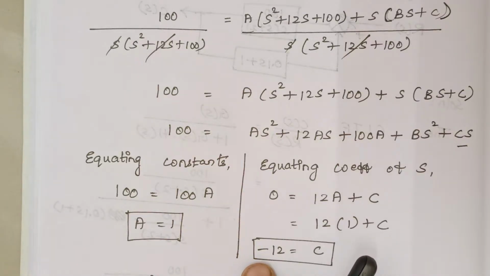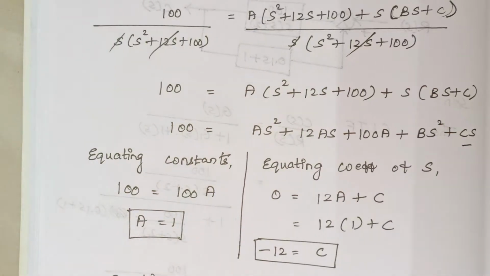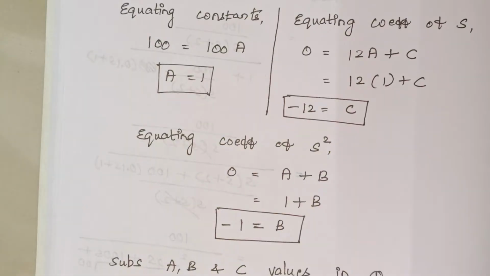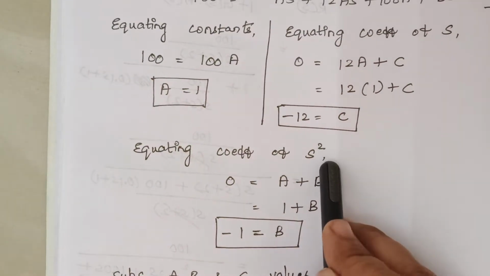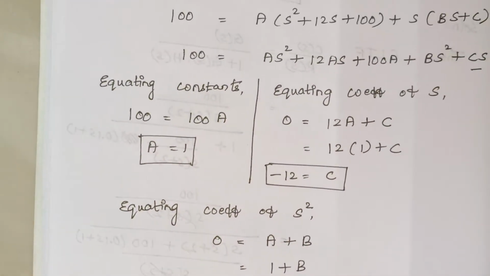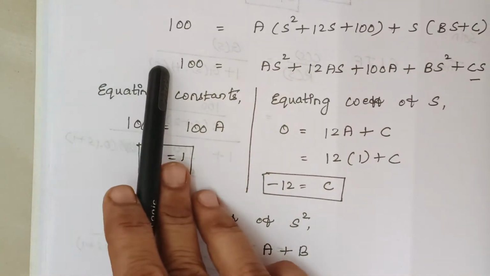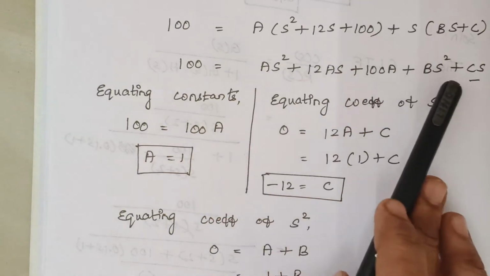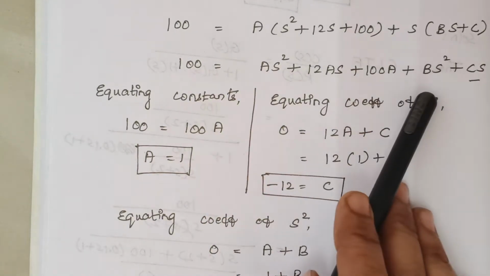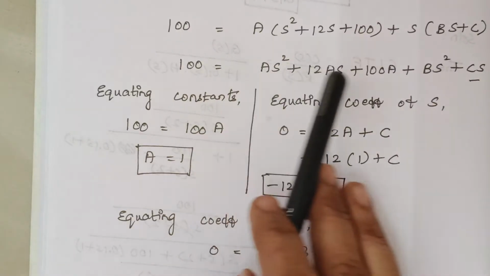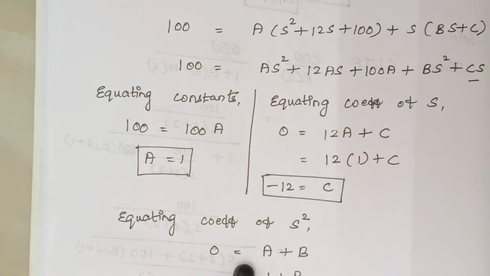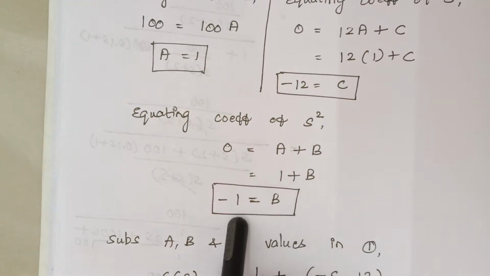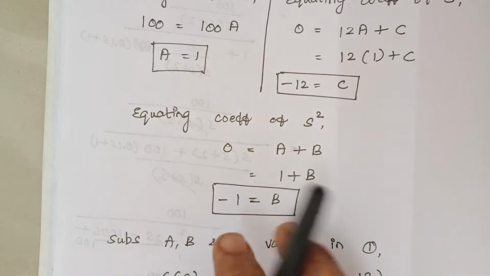Right, now we have found the values of a and c, and the remaining term we have to find is the value of b. For that, I am equating the coefficient of s square here. In this case again, there is no s square term on the left hand side. When you take the right hand side, you have as square and bs square. So when you equate the coefficients, you will have a plus b. Here 0 is equal to a plus b, and we know the value of a. From that we calculate the value of b as minus 1, right?